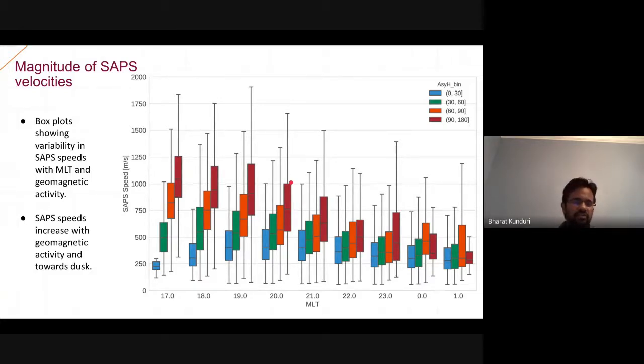So again, consistent with what we've seen in the previous slide, SAPS velocities are higher when there is a significant increase in geomagnetic activity. But in addition, we also can see that SAPS velocities are higher in the dusk sector. Sometimes they exceed almost 1500 meters per second during the highest level of geomagnetic activity. So these are the two patterns that we see with SAPS magnitudes.